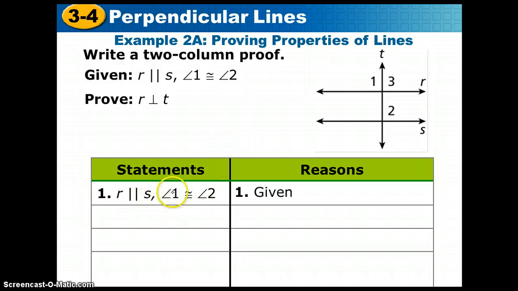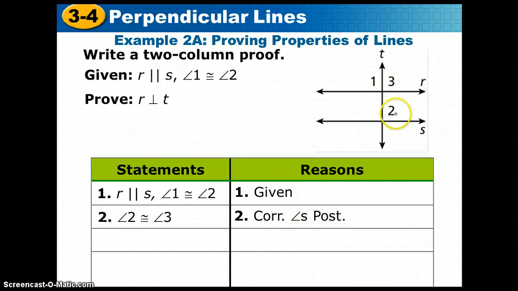First, we're going to state our given information. R is parallel to S, angle 1 is congruent to angle 2. That's given. Because R is parallel to S and 1 and 2 are congruent, we can say the rest. Looking at the first statement, R is parallel to S tells me that 2 and 3 are corresponding angles, so they have to be congruent by the corresponding angles postulate.